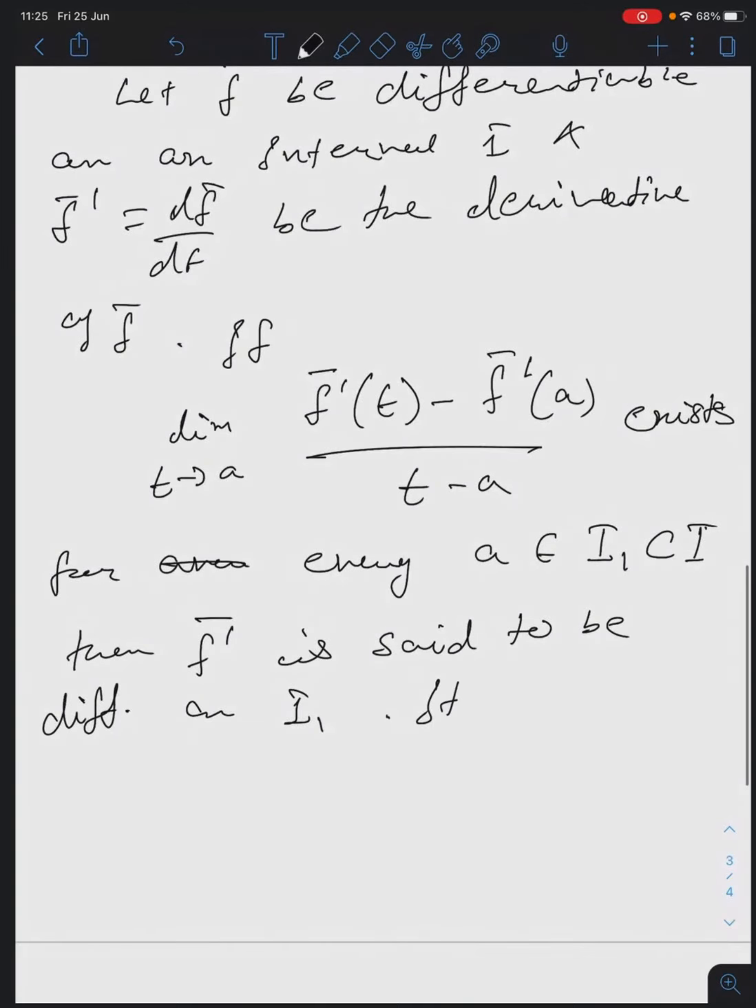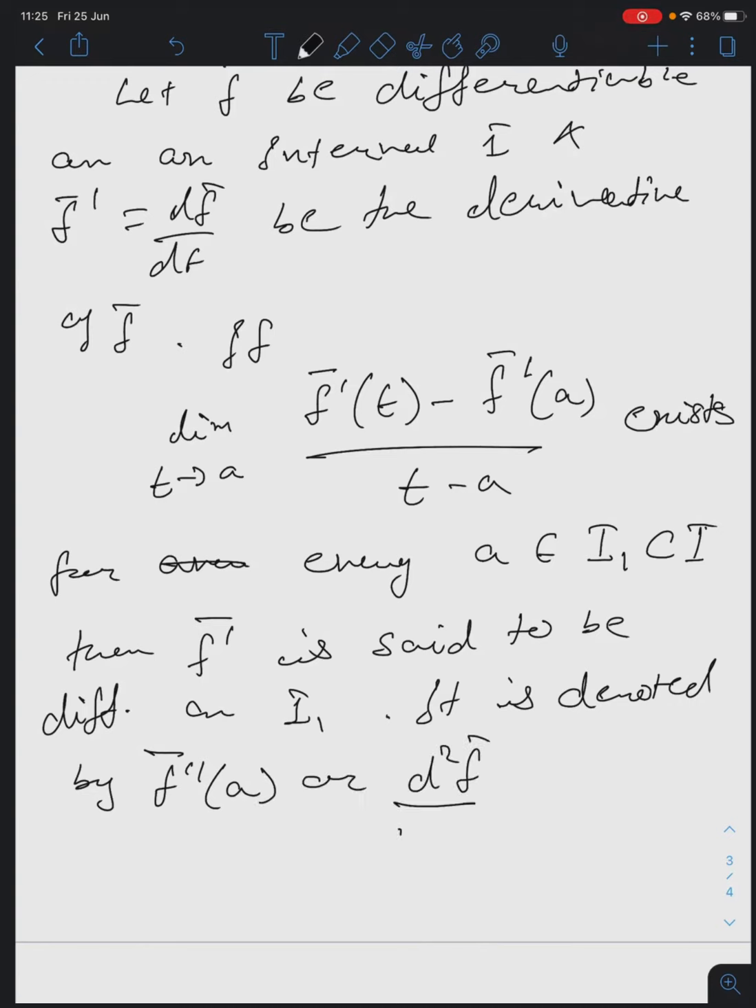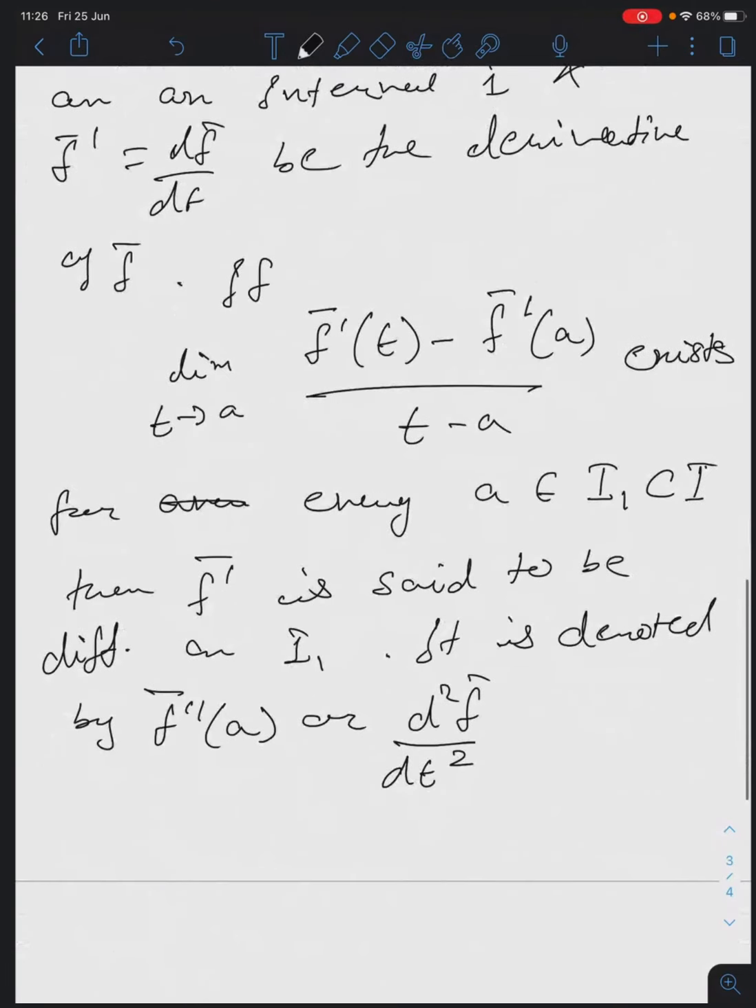And how will you denote it? It is denoted by f double dash bar a, or you can write d square f bar by dt square. Similarly, you can define higher order derivatives. This is for second order, third order, fourth order, any order derivative you can define. Understood this part? As you have seen, this definition is nothing new to you. Only instead of a real valued function f, you have a vector valued function f bar. Is it or not?